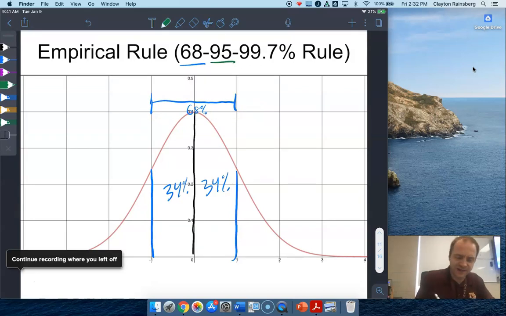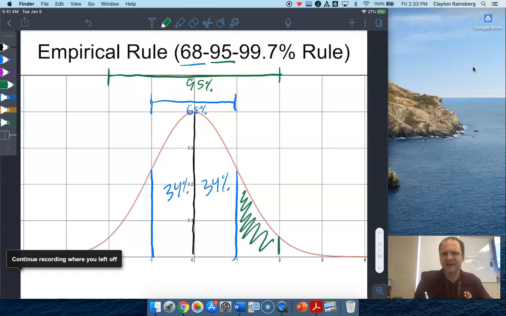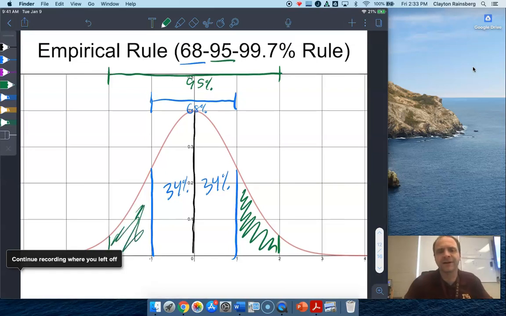95% of the information lies within 2 standard deviations of the mean. So here's 95%. So what I want to do is find out how much lies from 1 to 2. So what percent of the information lies in that little area right there? Or how much percent of the information lies within this little area here?